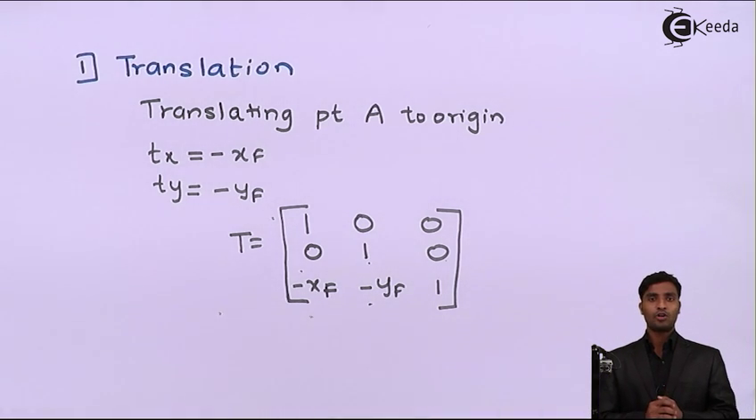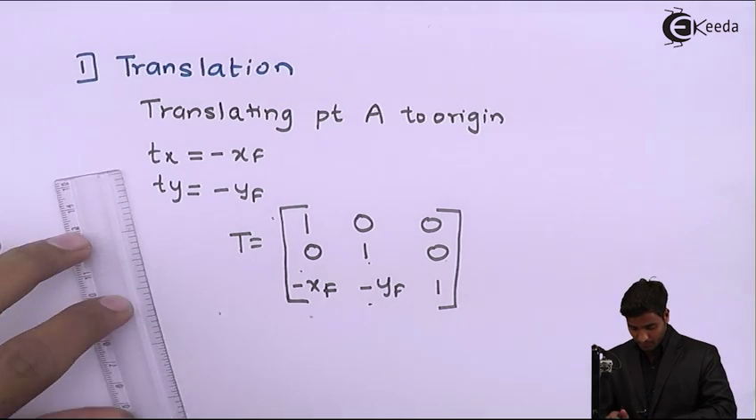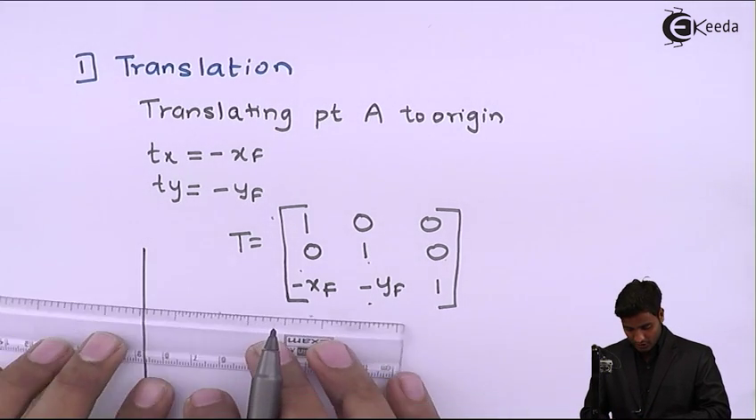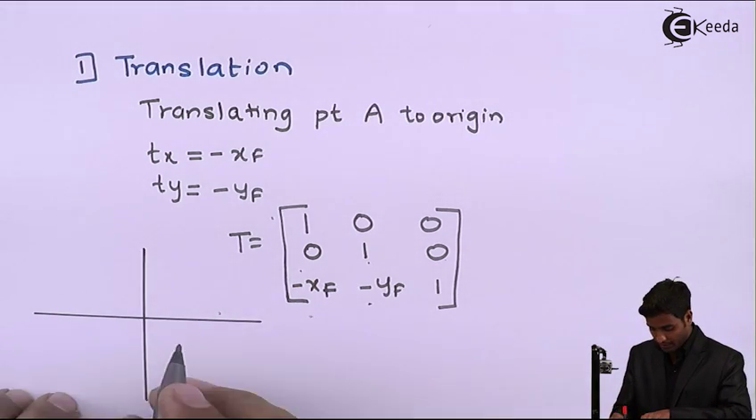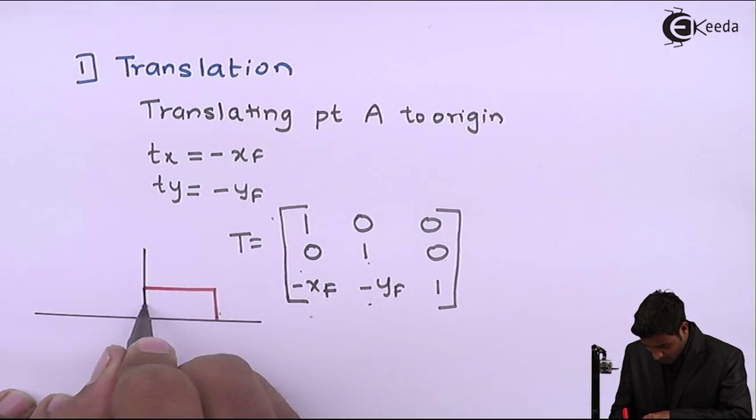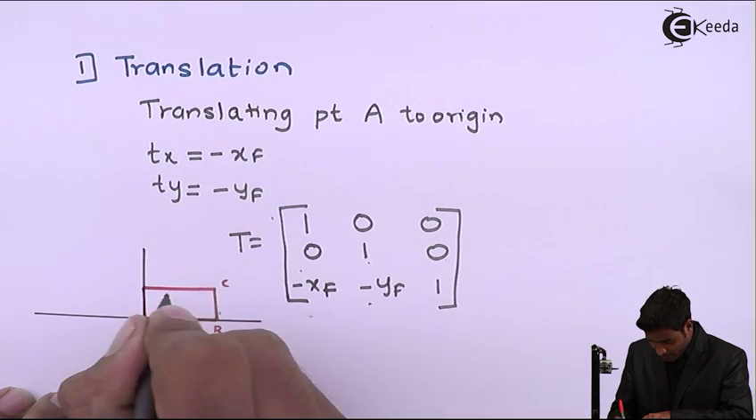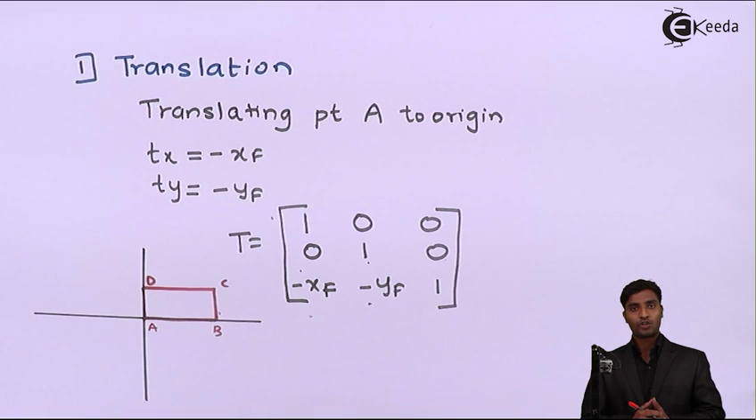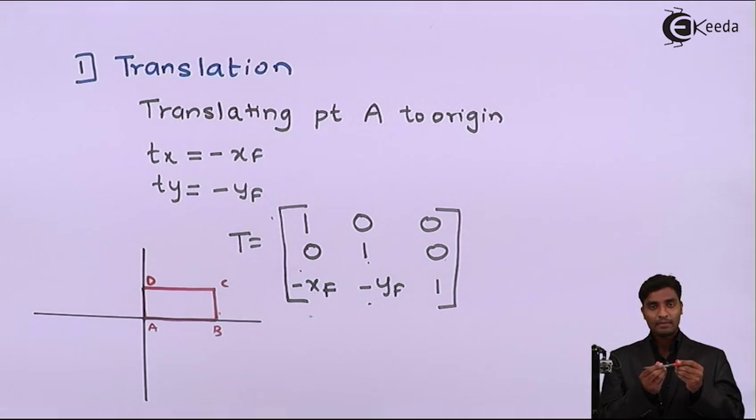Now the figure has been brought to the origin. After performing this transformation, the figure will be as shown, that is A, B, C, D. This point A has been brought to the origin, so rotation is done with respect to the origin. Now we can perform the rotation transformation, because we have to rotate this figure in this way.